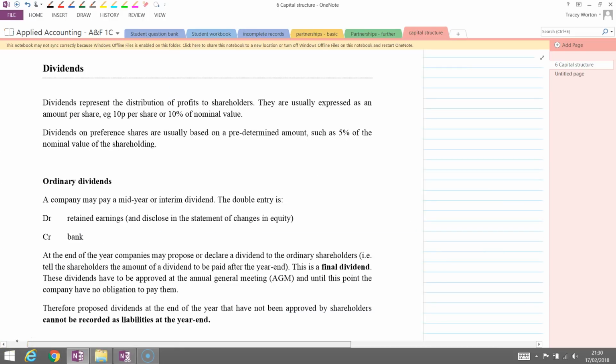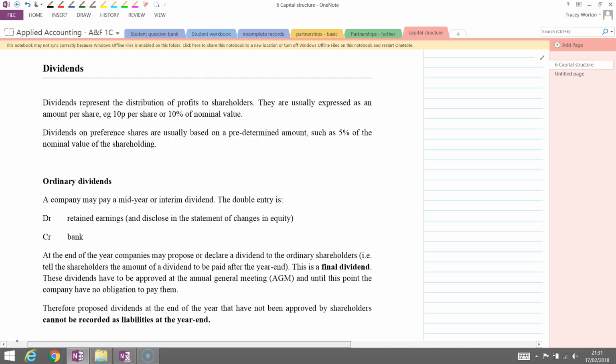So looking at dividends then, dividends represent the distribution of profits back to the shareholders. They're usually expressed as an amount per share, so either 10p per share or 10% of nominal value. Dividends on preference shares are usually based on a predetermined amount, such as 5% of the nominal value. In terms of ordinary dividends, a company may pay a mid-year or interim dividend, and then the double entry will be to debit the retained earnings, i.e. reduce the retained earnings and disclose this on a statement of changes in equity, and credit the bank to represent the money being paid out of the company's bank account.